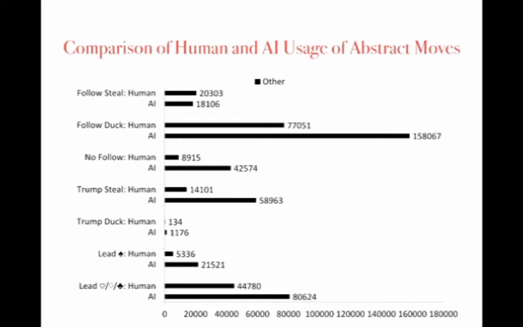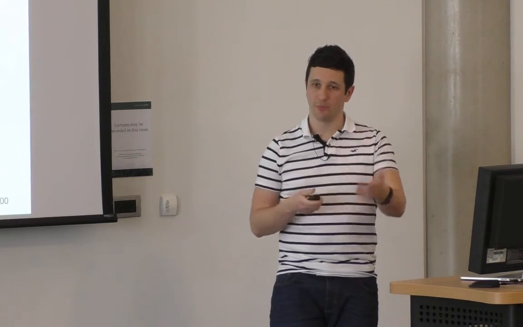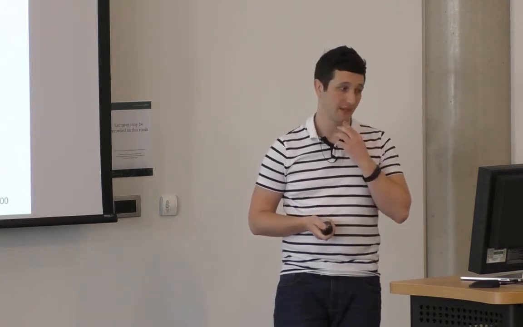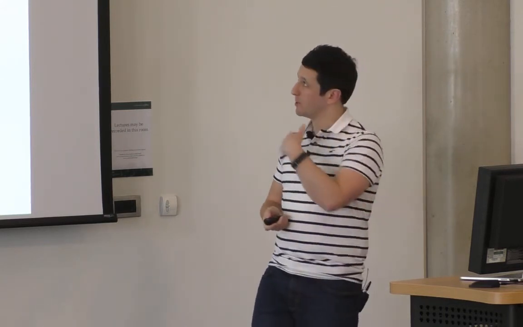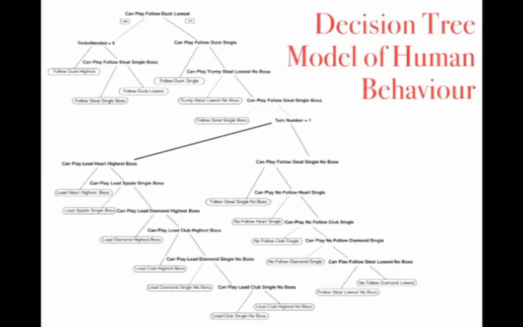So can we use all this data now to bias our AI towards that play style? And so we built a decision tree model of the human behaviour. This predicts, with reasonable accuracy, in a given context within a game, what action a human will play. And there's some ongoing work at the moment about using this version to bias players in the game.